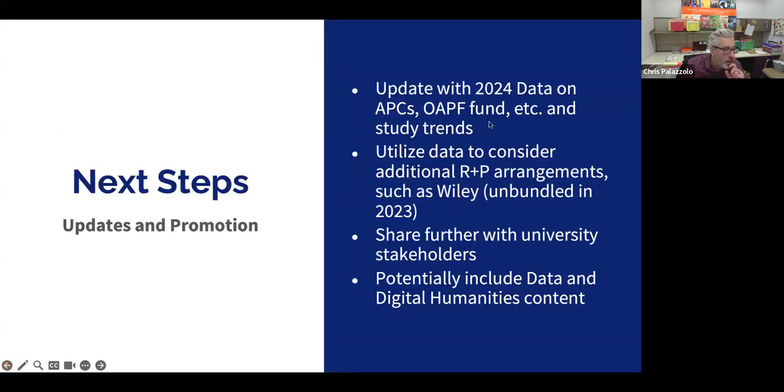We're going to utilize some of the data in here actually to start looking at whether or not we want to expand some of our R&P arrangements. So another reason why we want to do this is to kind of look at where our folks are publishing open access right now and where they're not getting funded or not having their fees paid for or accounted for. Share further with some university stakeholders, and then potentially include data and digital humanities content.